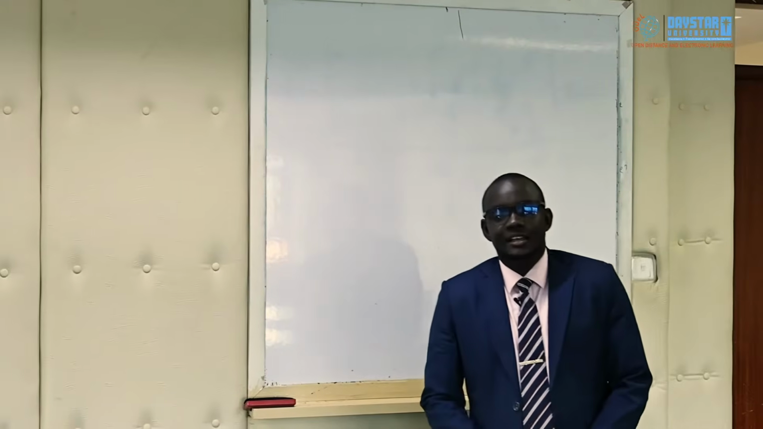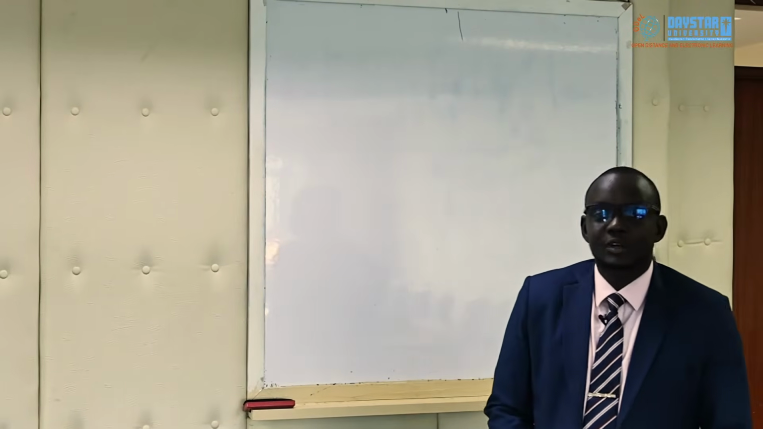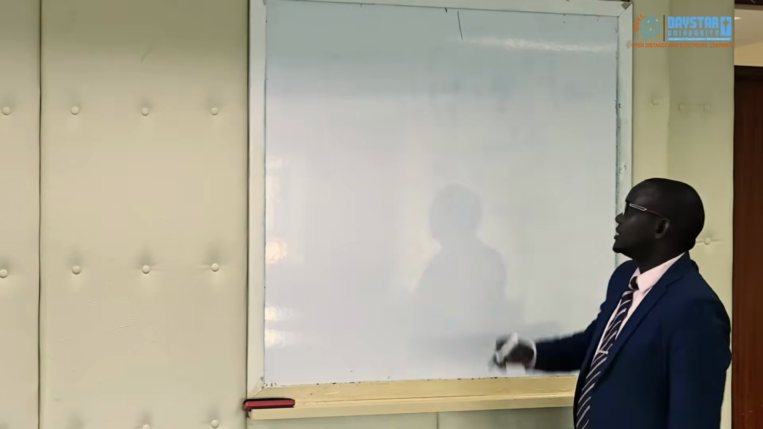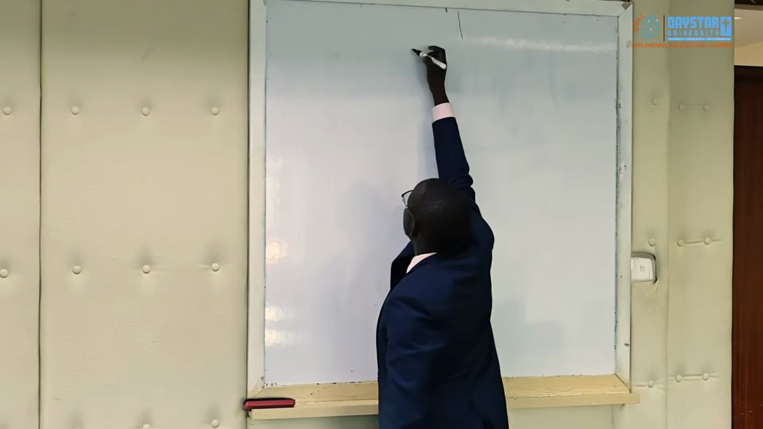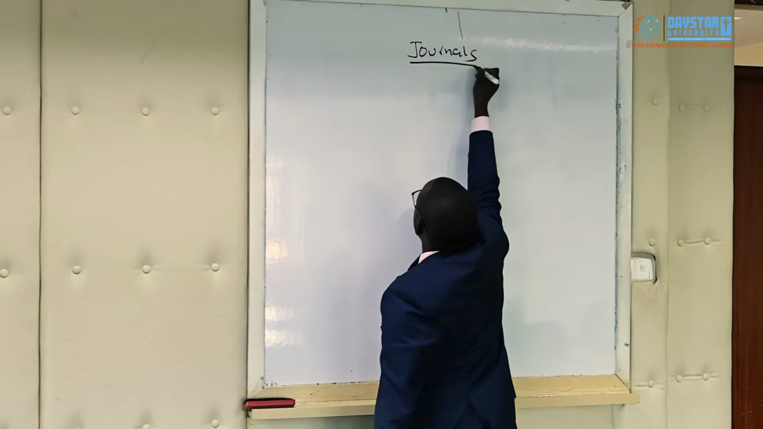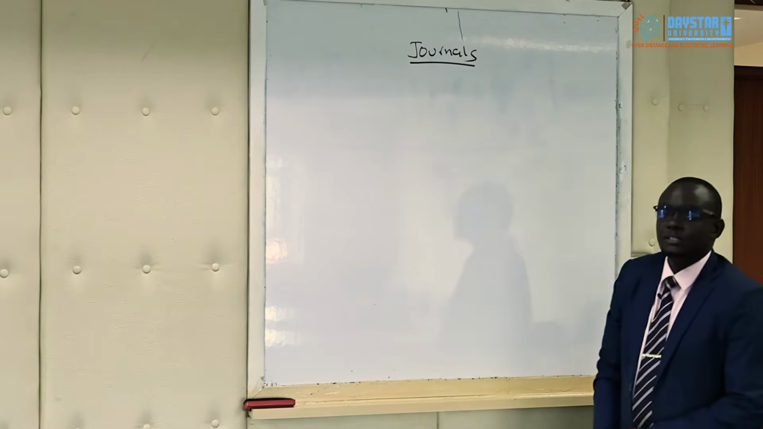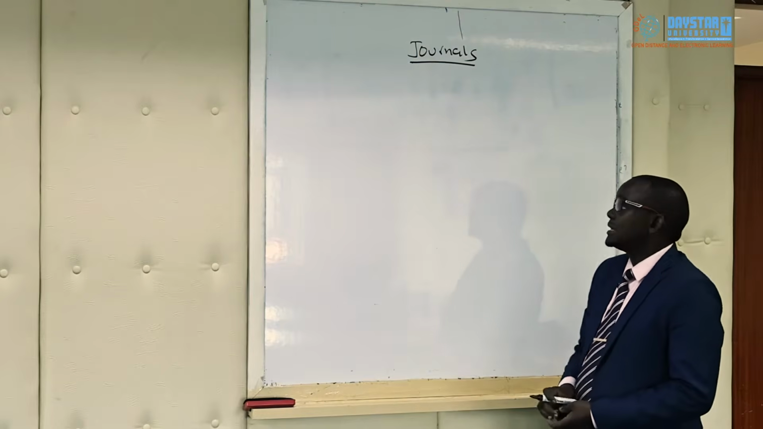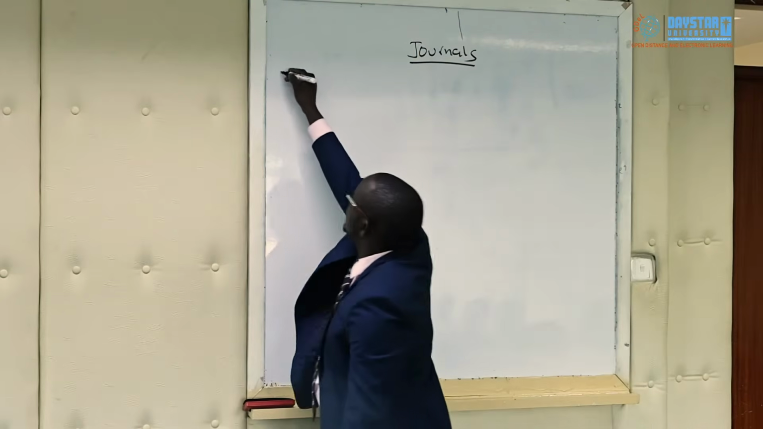Hello guys, today I want us to look at what we call journals. Journals are books of accounts. They are part of bookkeeping. Journals are also called books of original entry.